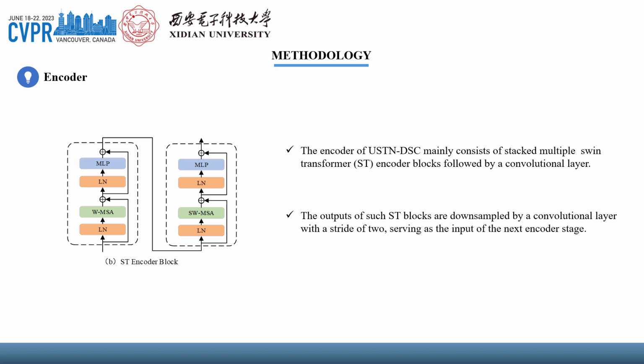First, the encoder of UST&DSC mainly consists of stacked multiple Swin transformer blocks, called SC encoder blocks, followed by a convolutional layer. The detailed structure of the SC encoder block is shown in the figure. In order to learn long-range spatiotemporal dependencies, we calculate the local window attention by combining all the windows on the space corresponding to the current windows simultaneously. The outputs of such SC blocks are downsampled by a convolutional layer with a stride of 2, serving as the input of the next encoder stage.